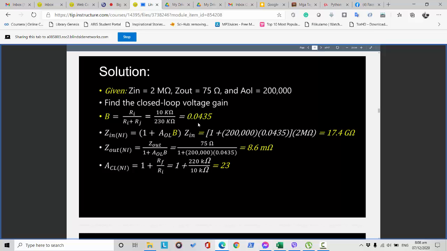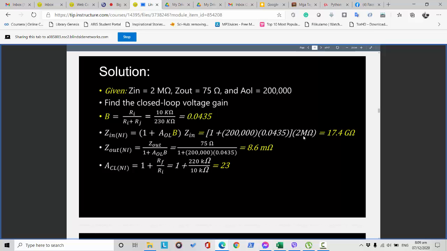Now, our B is 0.0435, and then we substitute it here in the value. Based from our problem, we already have the open loop gain, so we just substitute this. And we also have the value of the input impedance, okay? So we'll just substitute the formula: 1 plus 200,000, which is the open loop gain, and then we have the B as we have computed here, and then we have the 2 mega ohms input impedance.